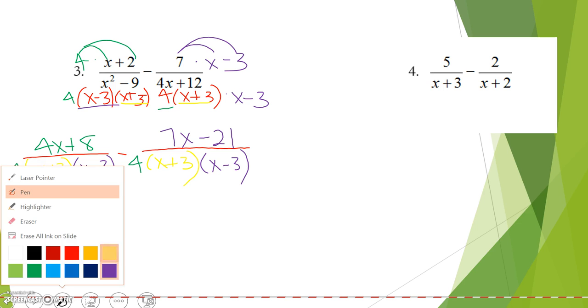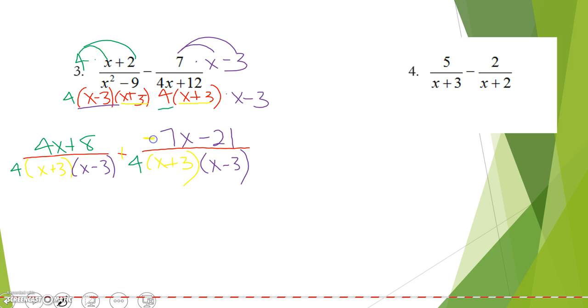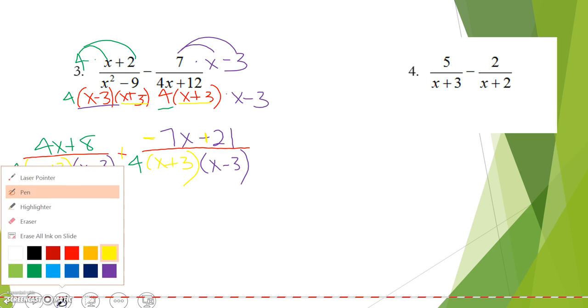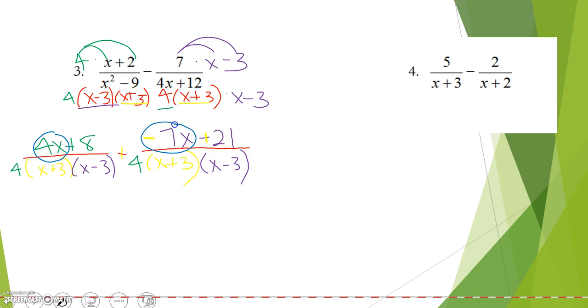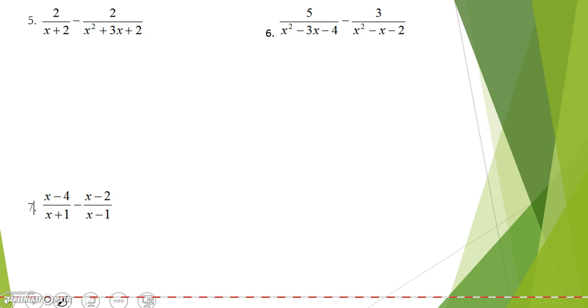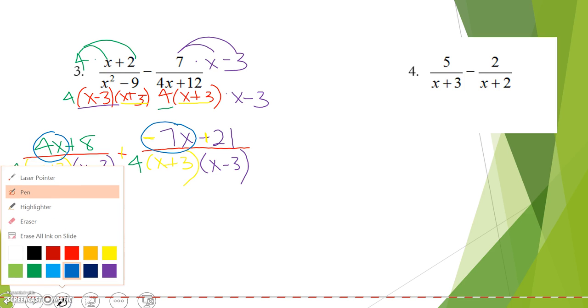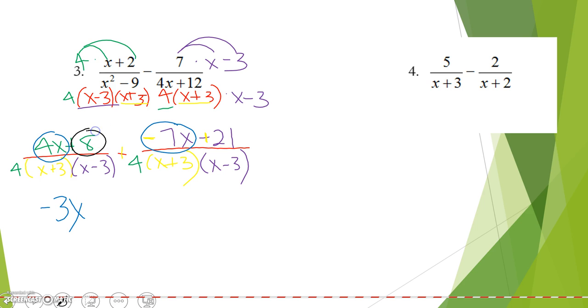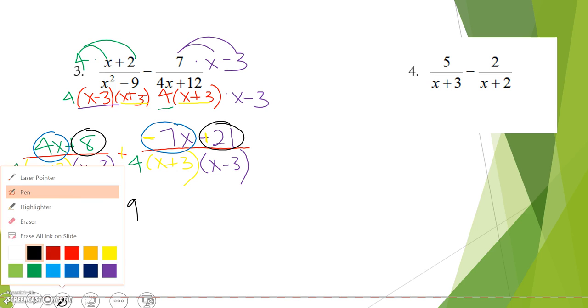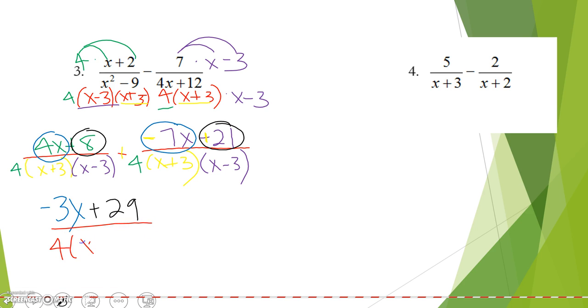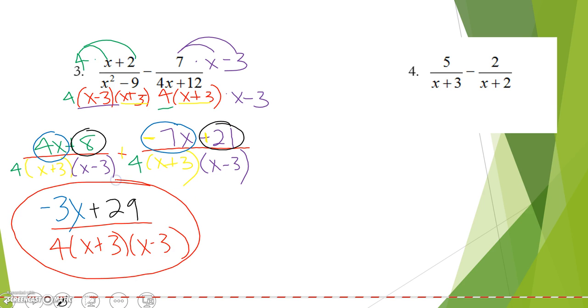Now I can add like terms. I'm not canceling anything yet. I'm going to add those two first, and then I can combine 4x and negative 7x, and that gives me negative 3x. And I can combine the 8 and the positive 21, and that is 29. It's all over my LCD, and I cannot factor the top, no GCF, so that's my final answer.